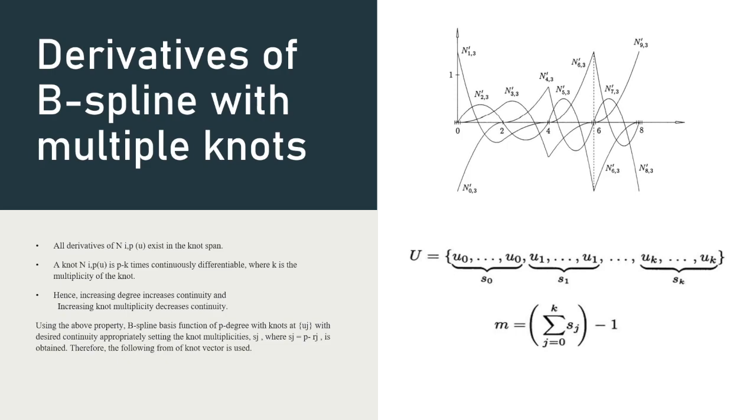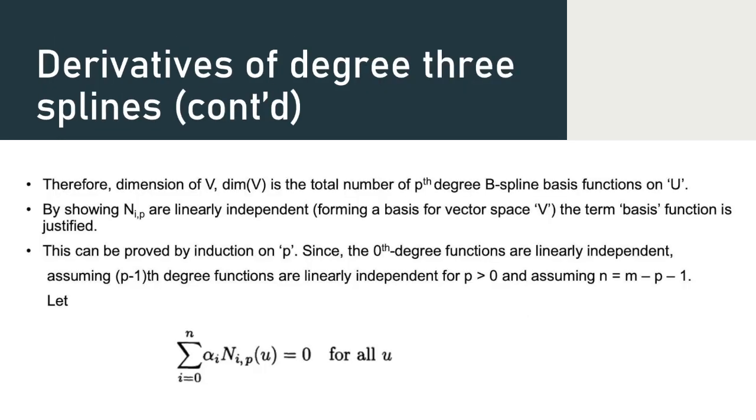Using the above property, a B-spline basis function of degree p with knots at u_j with desired continuity is obtained by appropriately setting the knot multiplicities s_j, where s_j equals p minus r_j. Therefore, the following knot vector U is used, where m is defined as the sum over j equal to 0 to k of s_j, minus 1. Therefore, the dimension of V is the total number of pth degree B-spline basis functions on U.